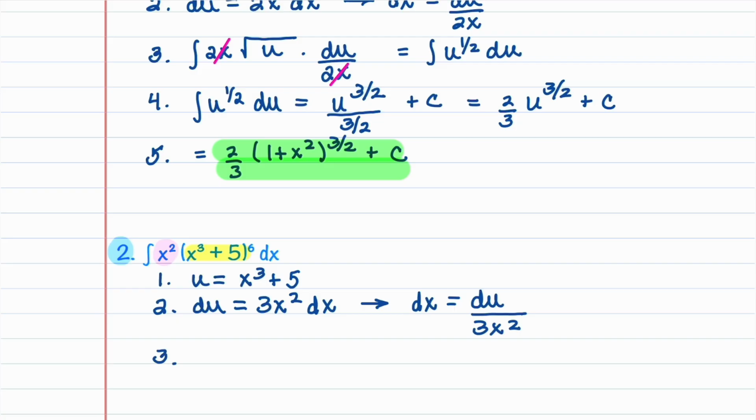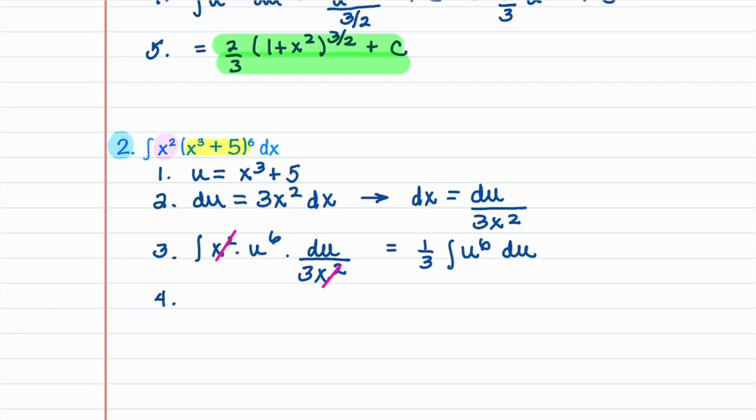Now let's go ahead and substitute dx and u back up into our integral. We have the integral x squared. Now we're going to have u raised to the 6th power times dx, which is now du, all divided by 3x squared. We're going to cancel out our x squared terms, and we're left with 1/3. We can bring that out in front of the integral, u to the 6th du.